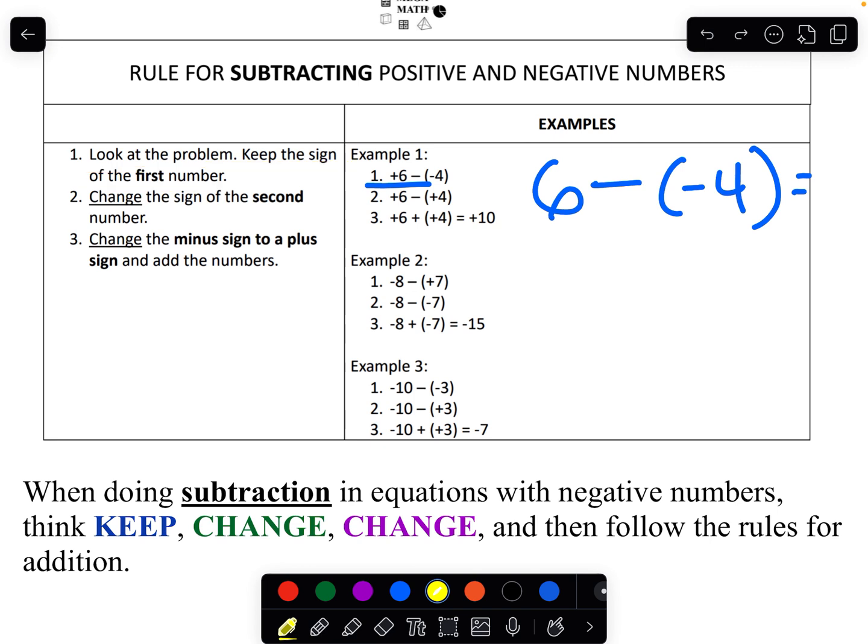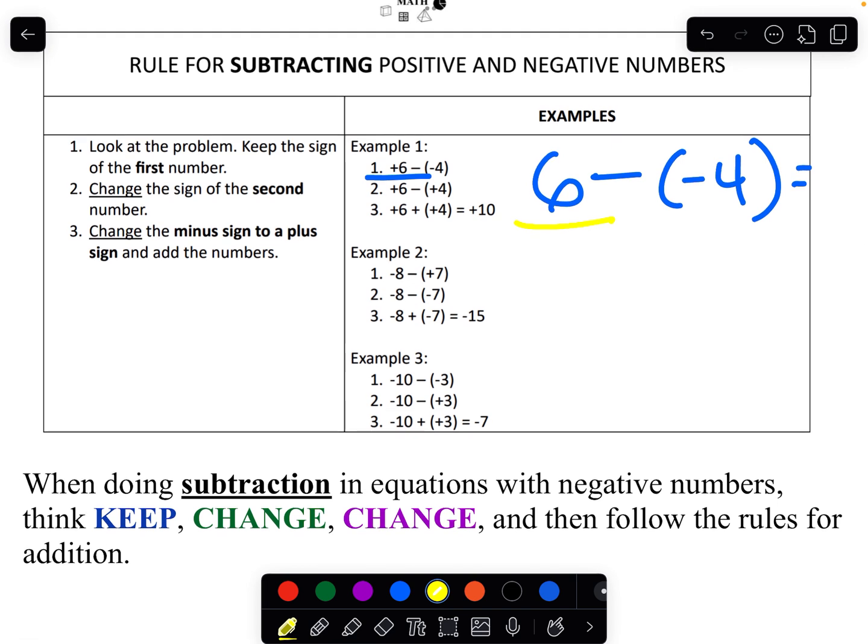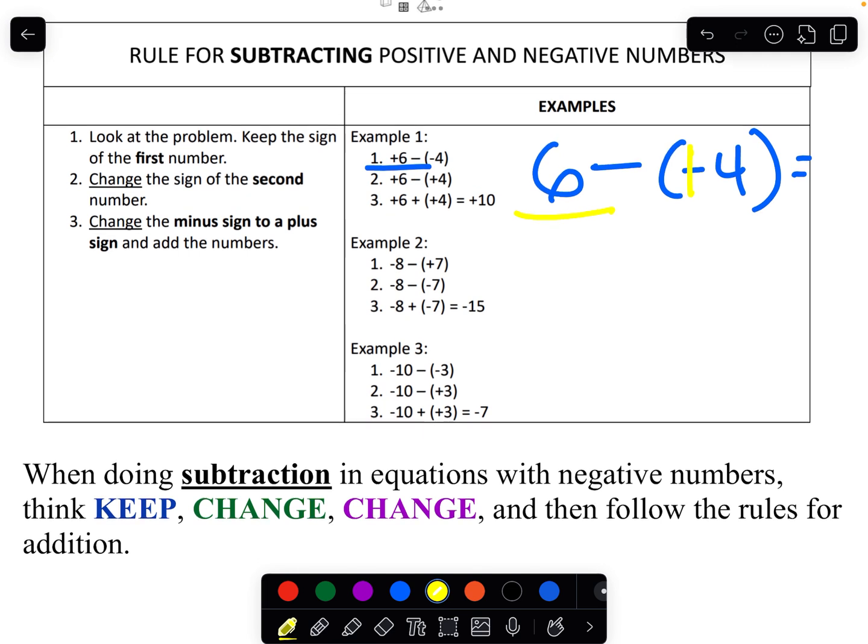So that's the keep. You're going to keep the sign of the first number. Now, you're going to change the sign of the second number, meaning now I have a negative 4. I'm going to change the sign of the second number, and then I'm going to change the minus sign to a plus sign. And now my problem becomes 6 plus 4, which is 10. So 6 minus negative 4 is actually 10.